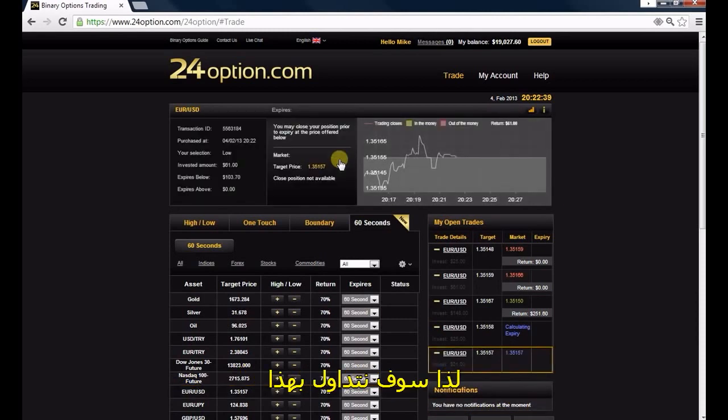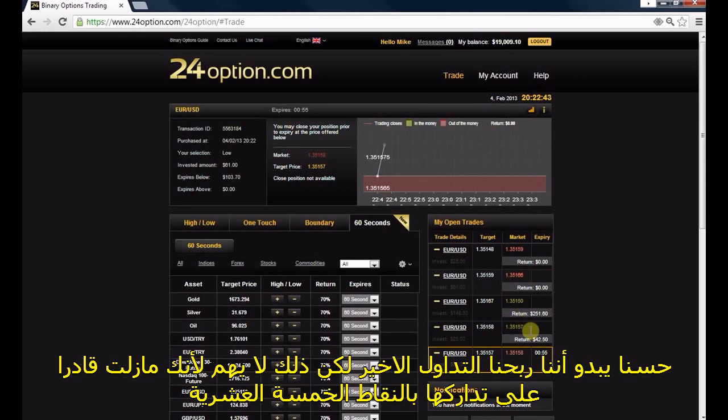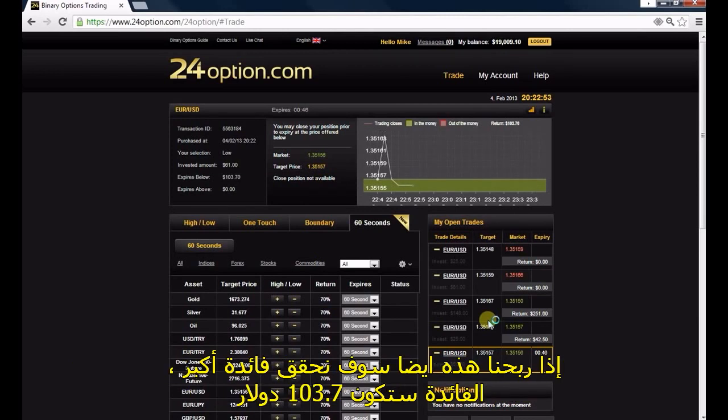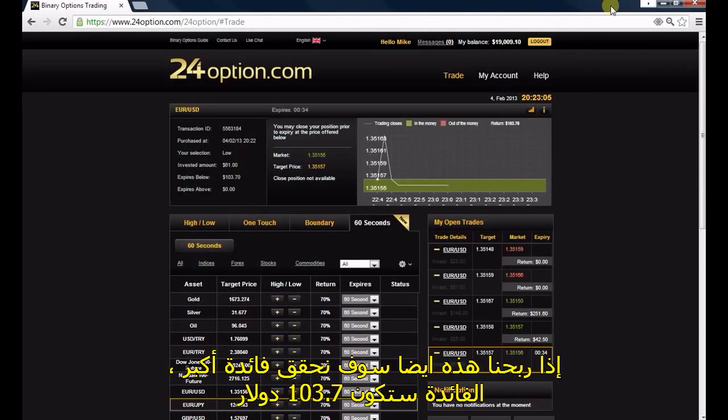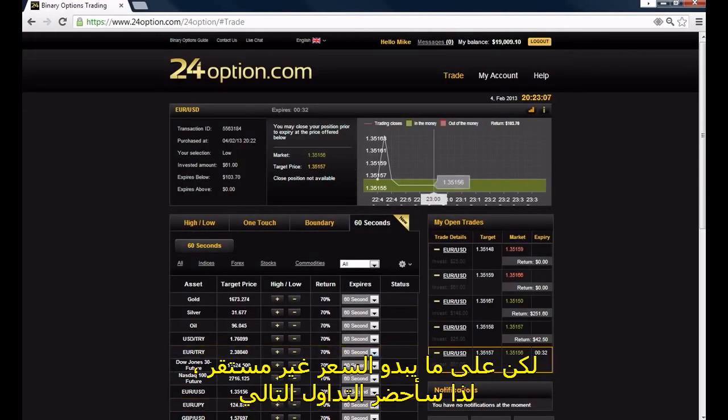Okay, looks like we won. We won that last one, but it doesn't matter because you're still catching it at the 5-point decimal. So if we win this one, we've actually gained a lot more. If we win this one for $61, that's $103, so about $40 profit instead of $17. But it's kind of hovering around here. So I'm going to prepare the next trade.